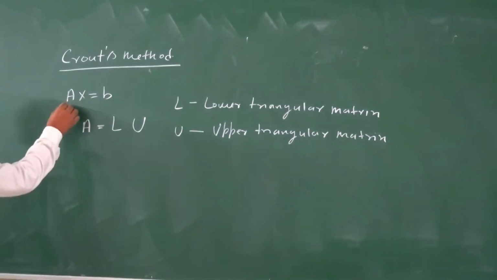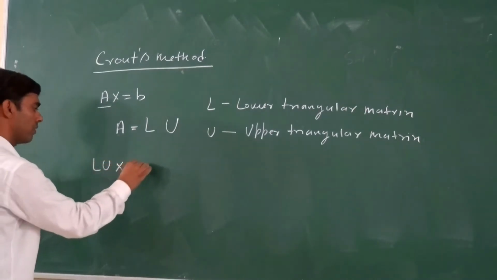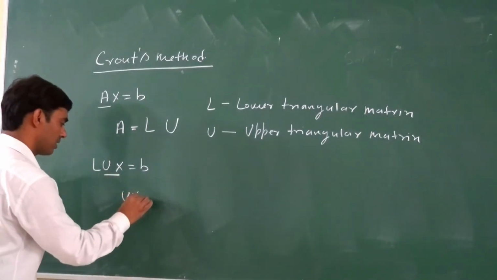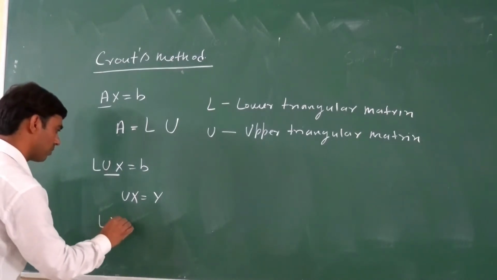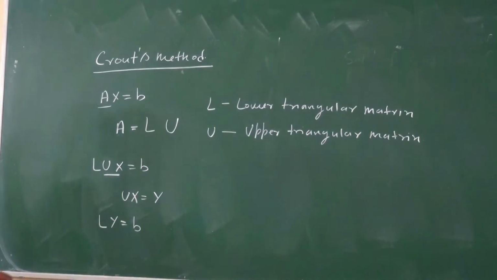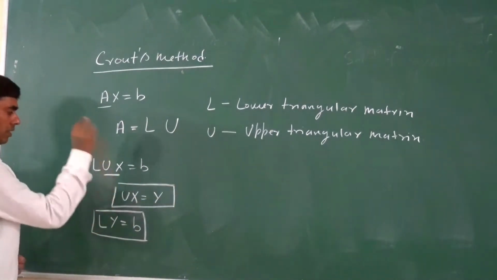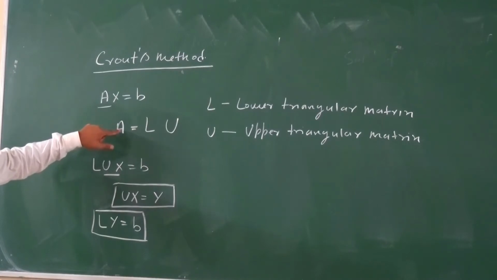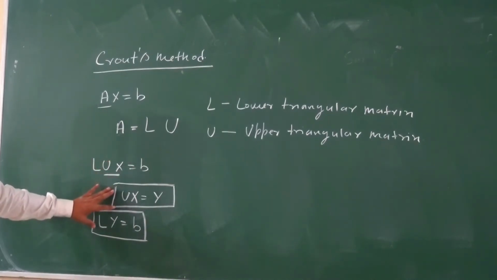Then we replace A by LU, so this becomes LUx = V. Then we write Ux = y, and the system of linear equations becomes Ly = V. So by factorizing the matrix A into a lower triangular matrix and an upper triangular matrix, the given system of linear equations may be written as two systems of linear equations.